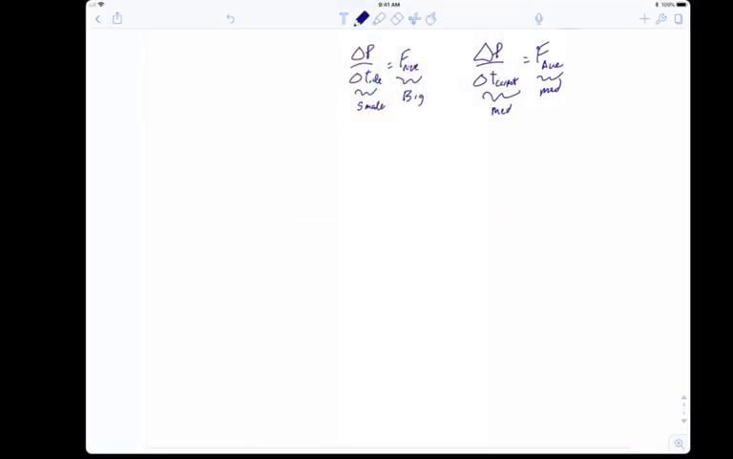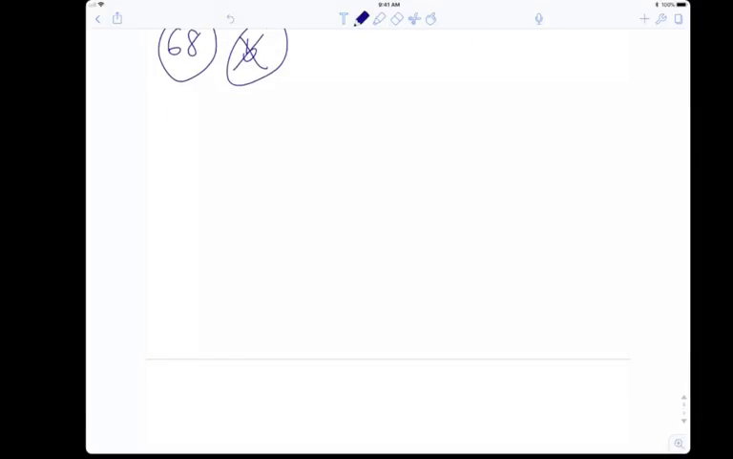Question 68. A 1.2 kilogram ball dropped from a height of 3 meters onto a steel plate rigidly attached to the ground bounces back up to a height of 2.5 meters. What's the impulse delivered to the ball by the plate? And what's the coefficient of restitution? Okay, so I'm not going to do part B of that question because we haven't talked about coefficients of restitution. But the first part's fun.